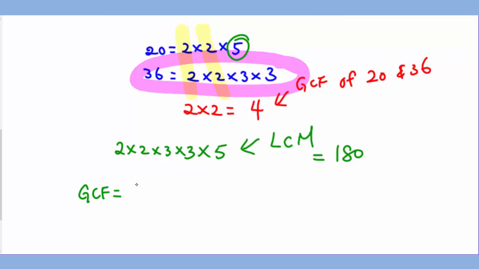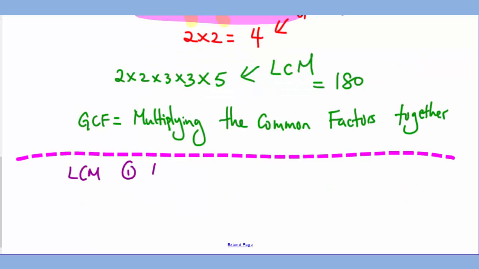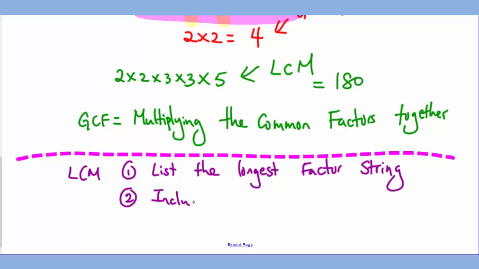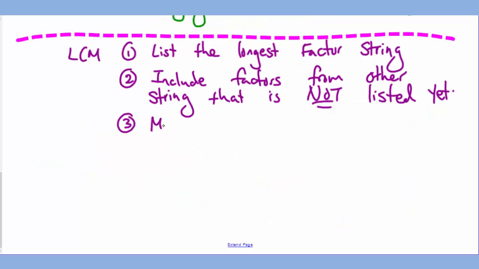To recap, to find the GCF, you multiply the common pairs together. For LCM, the first thing you should do is to list the longest factor string, and then you will include any factor that has not been used from the other string into it. To get the LCM, you multiply all the numbers together.